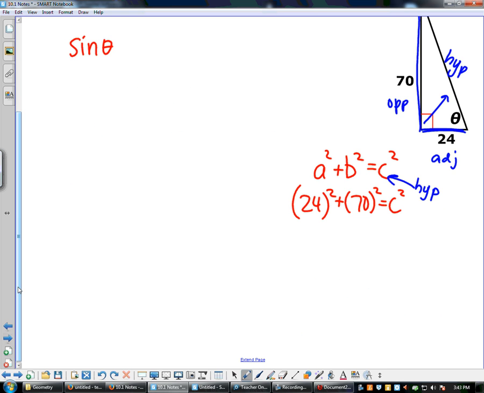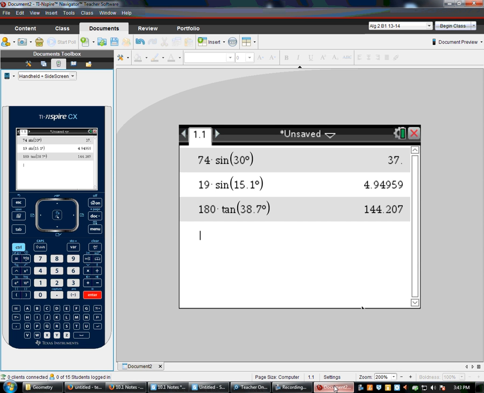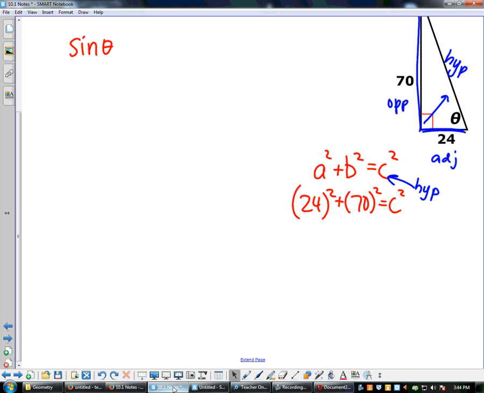Again, let's use our calculator to multiply some of these. 24 squared is equal to 576. And 70 squared is 4,900. So we're going to plug these back in here so you see what we're doing. 576 plus 4,900 is equal to c squared. If I add them together, this is going to give us 5,476 is equal to c squared.